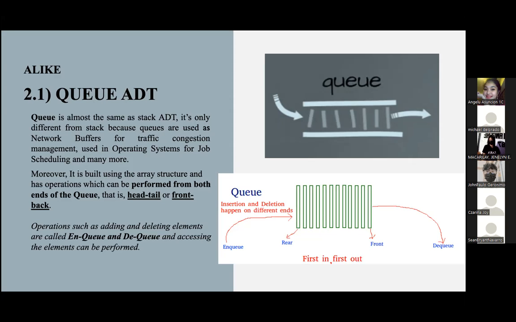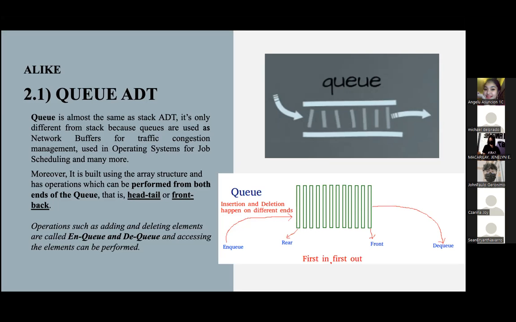And next is moreover, it is built using the array structure and has operations which can be performed from both ends of the queue, that is head, tail, or front, back. Kasi dito naman daw po sa queue is meron siyang mga pine-perform like yung head, tail, or front, back. Ito na nga po yung dito na po sa isa. And dito daw po is insertion and deletion happen on different ends. And dito po, nakita po nyo ito yung example na dito is first in, first out. Ito po yung nakita nyo yung front, sabay yung rear, saka yung NQ and the Q.